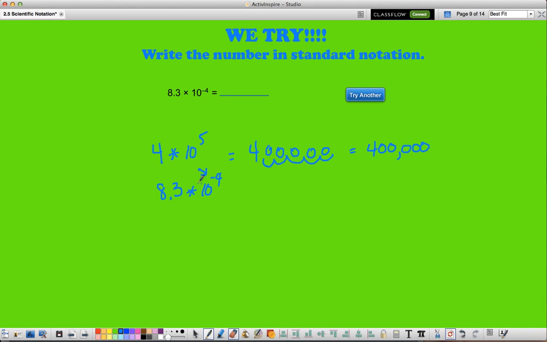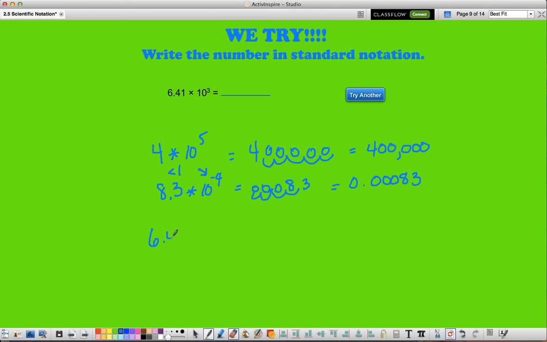So 8 3/10 times 10 to the negative 4th. So the negative 4th means that my answer should be less than 1. So that means that my decimal is going to move to the left 4 places. So 1, 2, 3, 4. So that means my answer is 0 and 83 tenths, hundredths, thousandths, 10,000ths, 100,000ths. Say that 10 times fast.